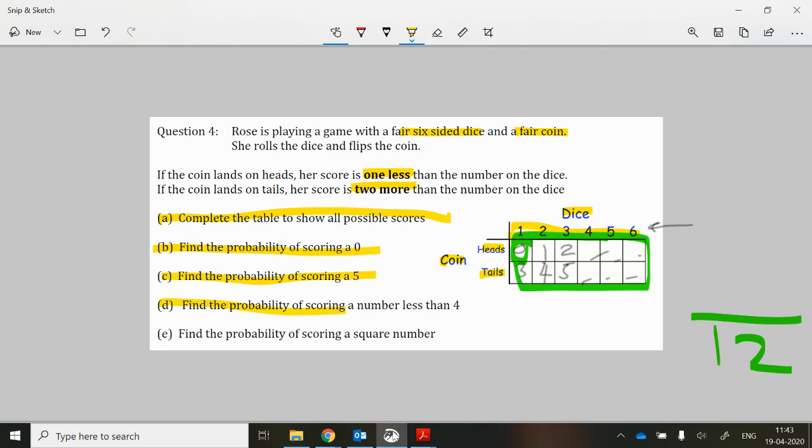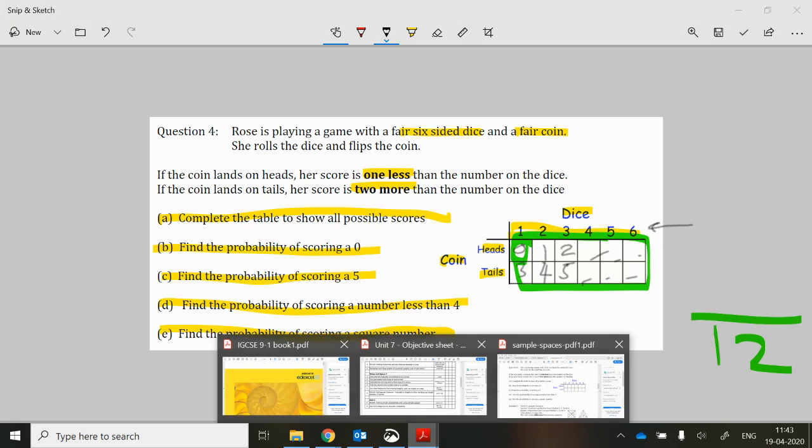Find the probability of scoring a number less than 4. Very similar to before. How many numbers are less than 4 in the table? And find the probability of scoring a square number. And again, remember the square numbers. We had 1, 1 times 1. 2 times 2 is 4. 3 times 3 is 9. 4 times 4 is 16. That's probably enough. But 5 times 5 is there. Those are our square numbers. Okay, that's question 4. Let's have a look at question 5.